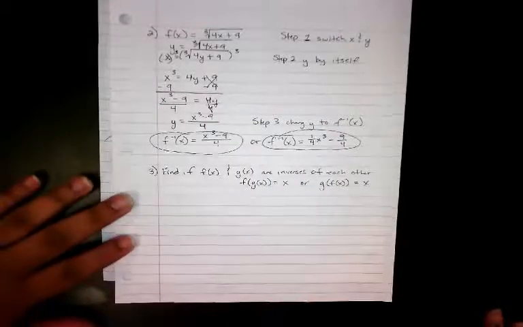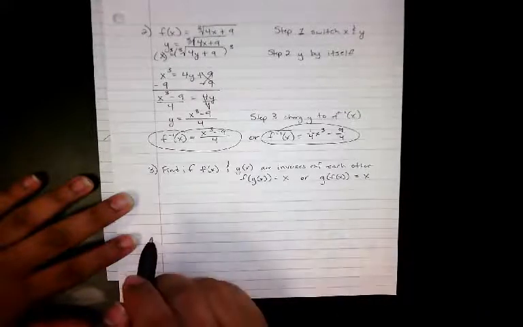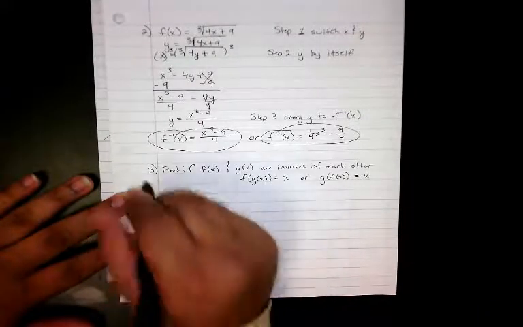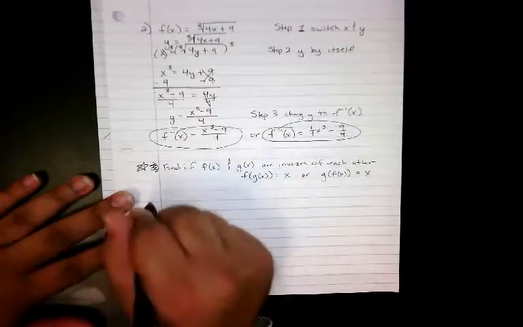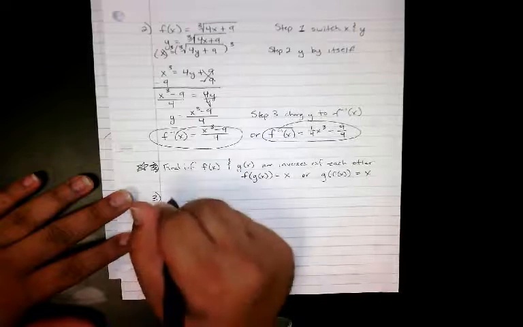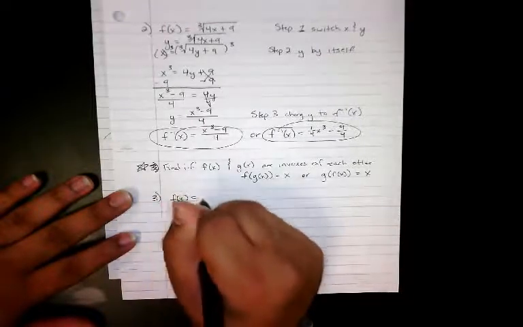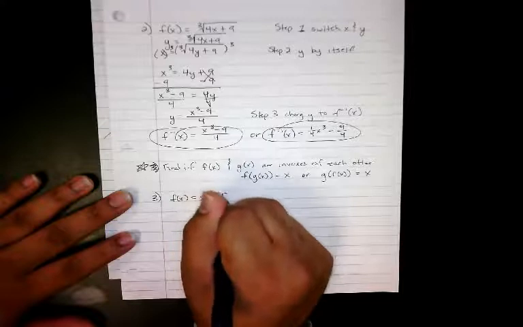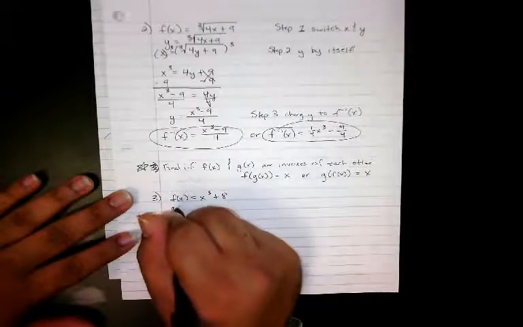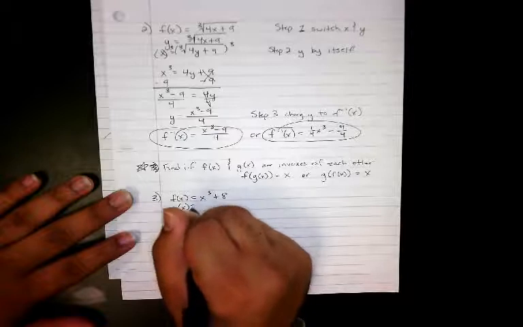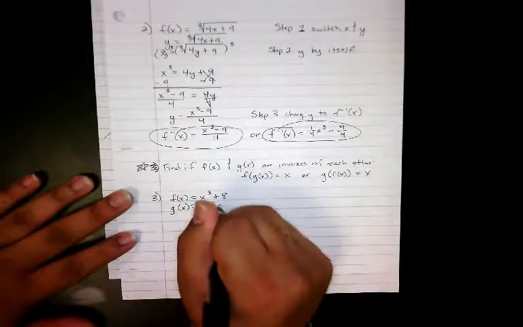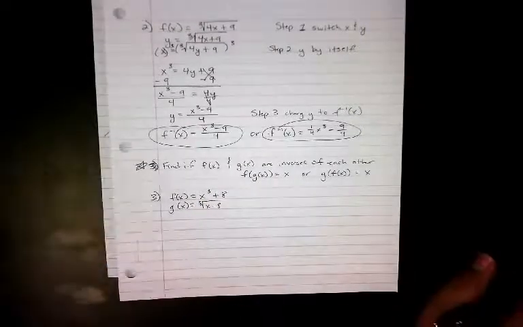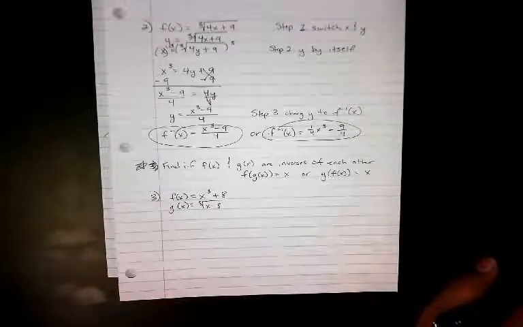So for number 3, I want to find out if... sorry, this is just an example. I'm going to make a tip. So number 3, you have f of x equals x cubed plus 8, g of x equals cube root of x minus 8.